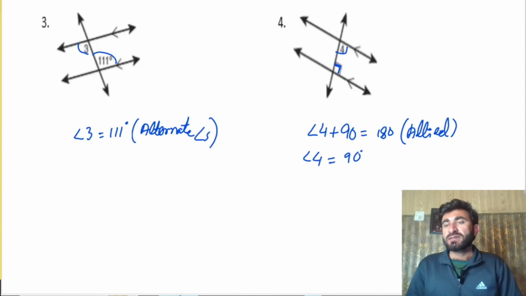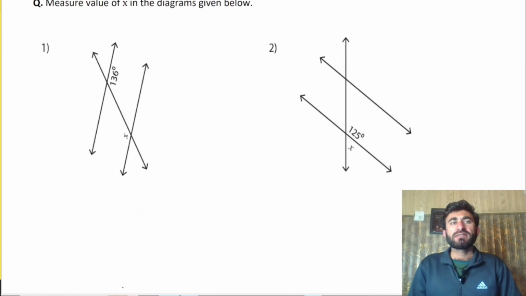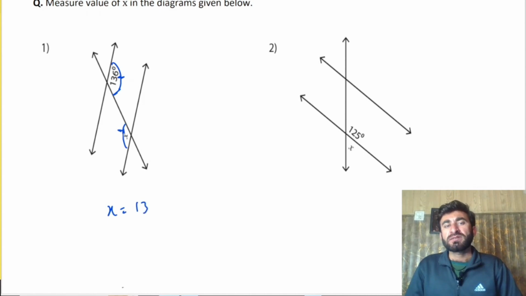Okay, moving to the next slide. And okay, he says measure the value of X in the diagram given. So in the first question, we can see that angle 1 is again alternate to 136. So they will be equal. Putting the similar sign will make it equal. X is equal to 136. Writing is good. Next, okay, angle number 125 and angle X.